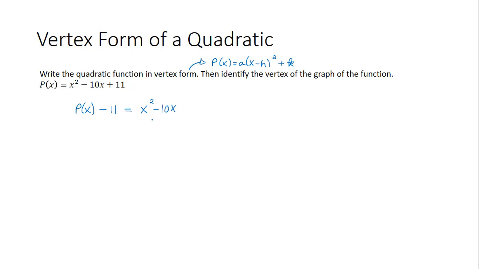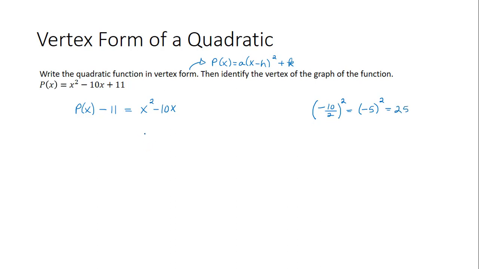Now we need to find a number that will make a perfect square trinomial. Recall that to complete this square, we have to take half of the coefficient of x, so negative 10 divided by 2, and then we have to square it. So that gives us negative 5 squared, which is 25.